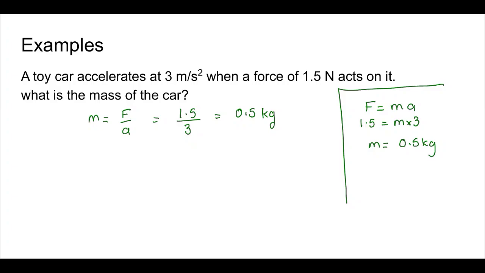Remember, of course, you're allowed to use your calculators, but do be careful when you divide that you divide the right way around. Remember that 1.5 divided by 3 is not the same as 3 divided by 1.5. It's quite a common mistake to make when we're doing calculator work in physics. So if you got an answer there of 2 kilograms, you're wrong, and that's why you're wrong. You divided the wrong way around.